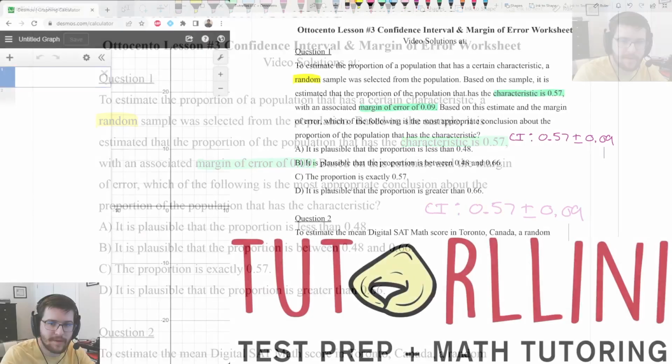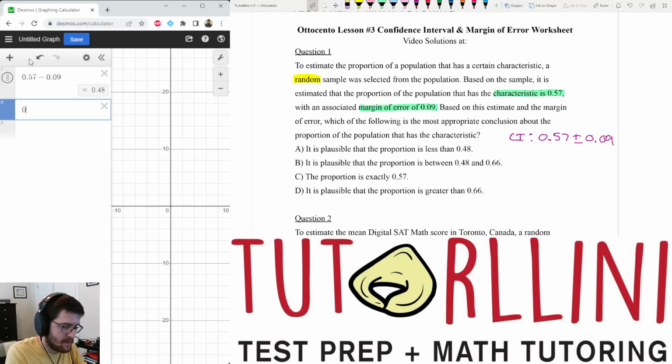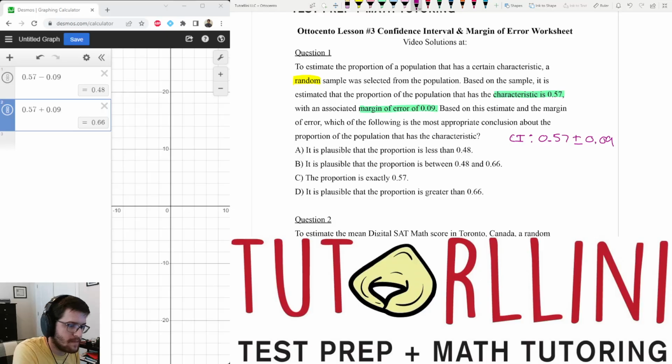Okay, let's quickly figure out what that is. So lower bound first. 0.57 minus 0.09. 0.57 plus 0.09. So we should get 0.48 to 0.66.